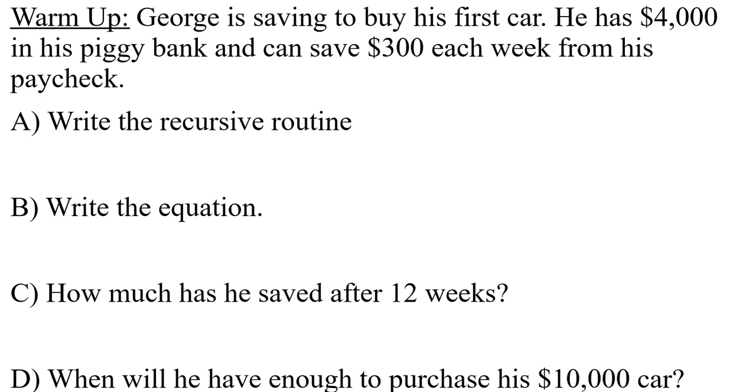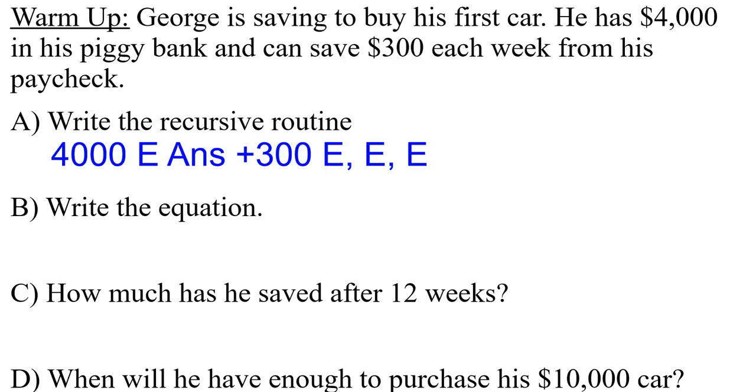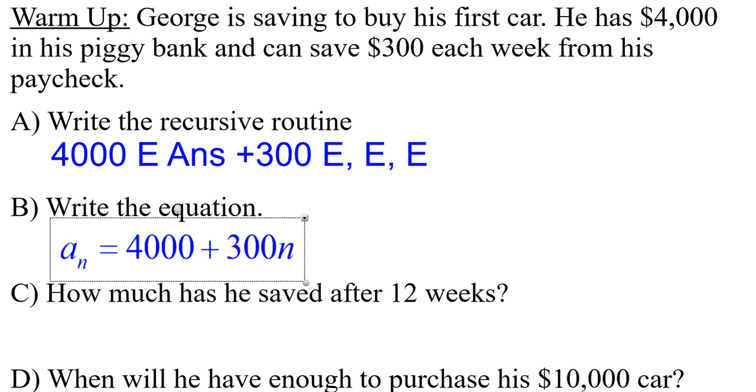So remember, whenever we're doing the recursive routine, we always want to start with our beginning amount, our A sub 0. And we know that here it's $4,000 in the account and that they're saving $300 each week. You are adding $300. So here you have your recursive routine. You also have the items that you need to write your equation. So any term A sub n would be calculated by 4,000 plus 300n.